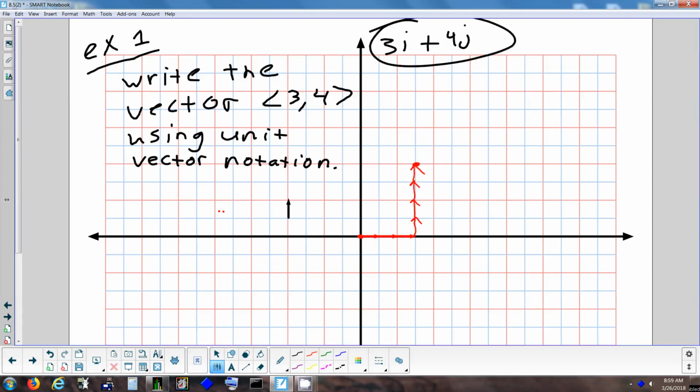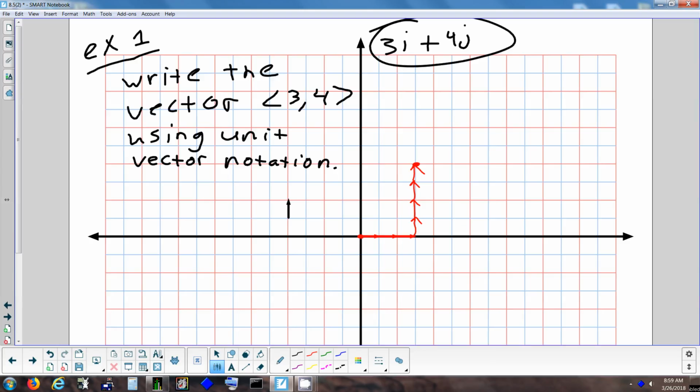Now, i moves to the right, j moves up. Does that mean we can only stay in quadrant 1? Caleb? No, because it doesn't have to start at the origin. You could start like in the bottom left corner of quadrant 3. Okay, so we could start somewhere else. Let's say we always start at the origin.